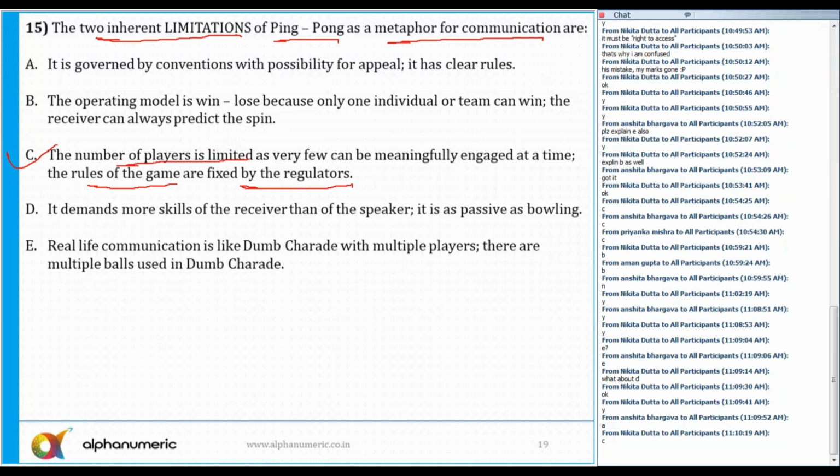None of the options is mentioned in the passage. We have to understand. So for 15, I think the answer should be C. Did you get this?